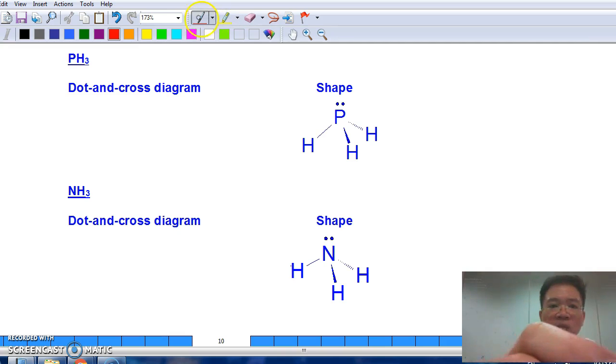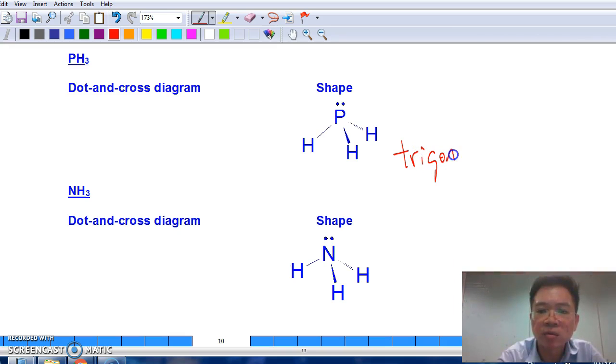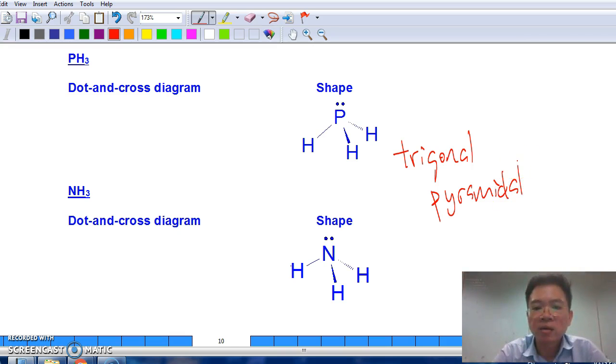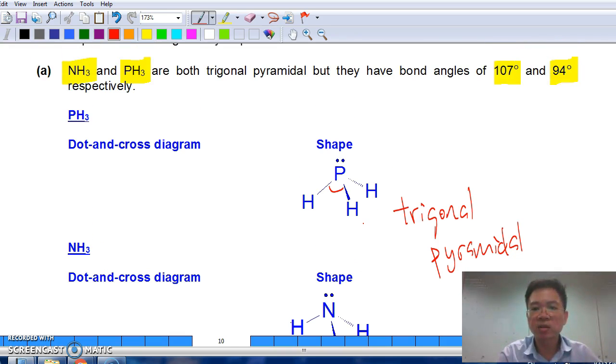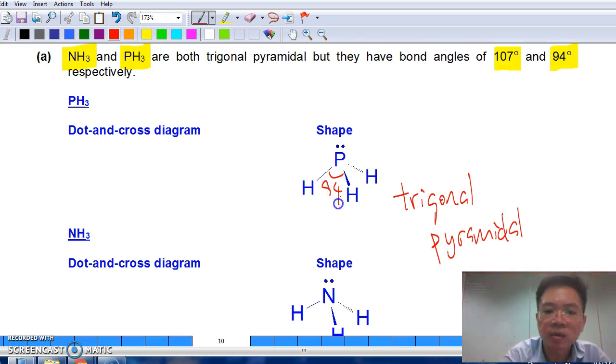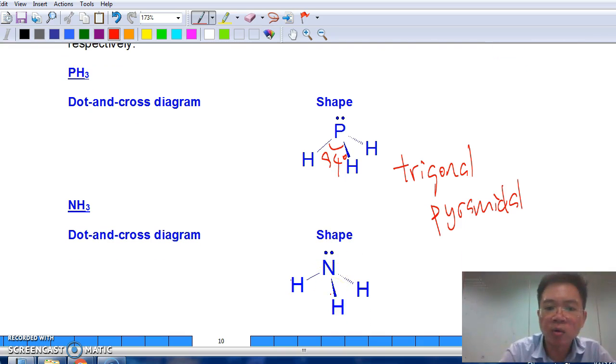The name of the shape is called trigonal pyramidal. Since they have the same shape, why is it that the bond angle in PH3 is smaller? The bond angle given is 94 degrees in PH3 and 107 degrees in ammonia.